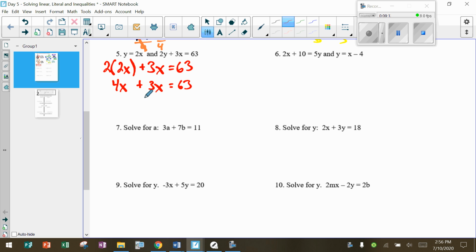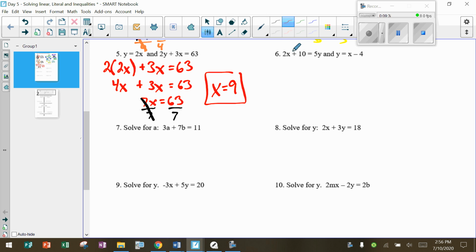And then we can combine like terms. And now to solve it, the only step we have to worry about is dividing out the 7. So we go to our calculator and do 63 divided by 7. We get our answer of x equals 9. So the substitution sometimes is very helpful. And in a later unit, later lesson, we'll do much bigger equations, similar to number 6 here.